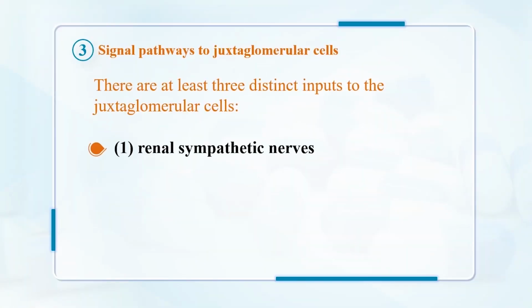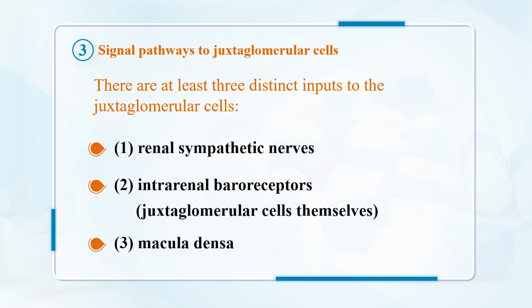We are responsible for controlling our blood volume and blood pressure. There are at least three distinct inputs to the juxtaglomerular cells: renal sympathetic nerves, intrarenal baroreceptors, and the macula densa. They are controlled by the flow of blood and filtrate fluid in the kidneys.